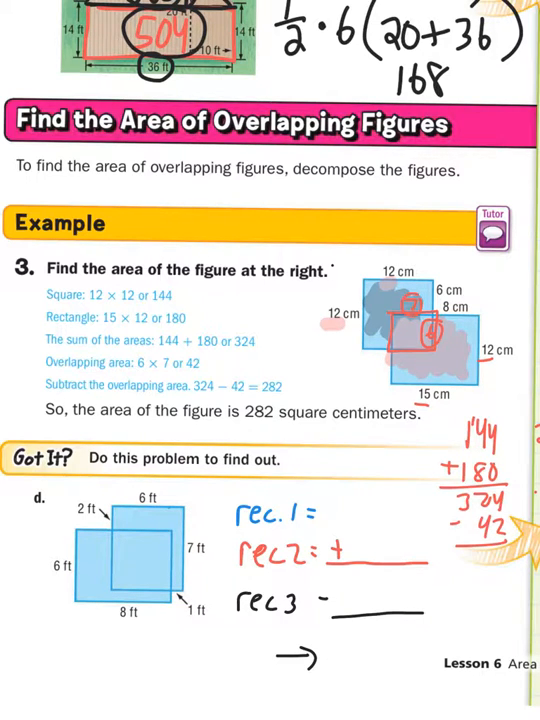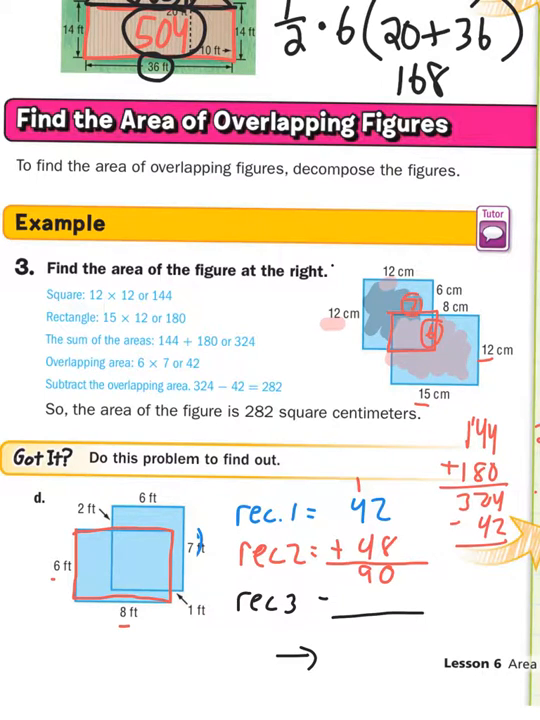So let's start with rectangle 1. Remember, this is rectangle 1, and it's 6 by 7, which is 42. Okay, now let me erase those marks to try to keep this clean. And now we're going to go to rectangle 2. Find the area of rectangle 2, which is 6 times 8, is 48. We add those together, and we get 90.